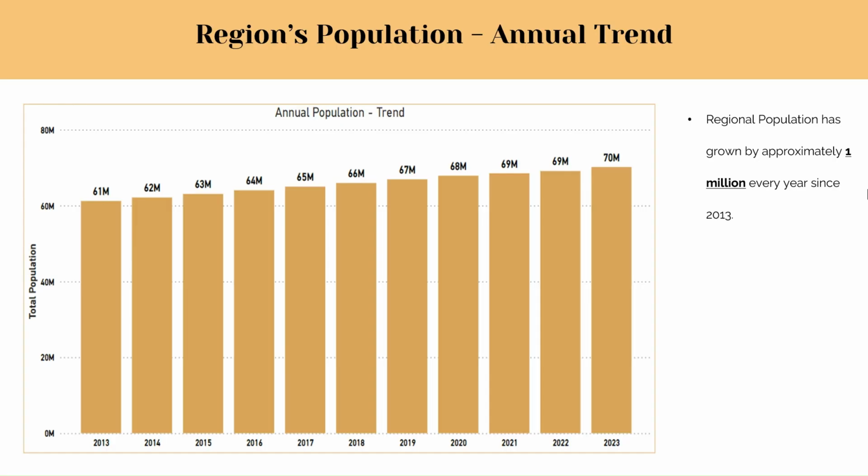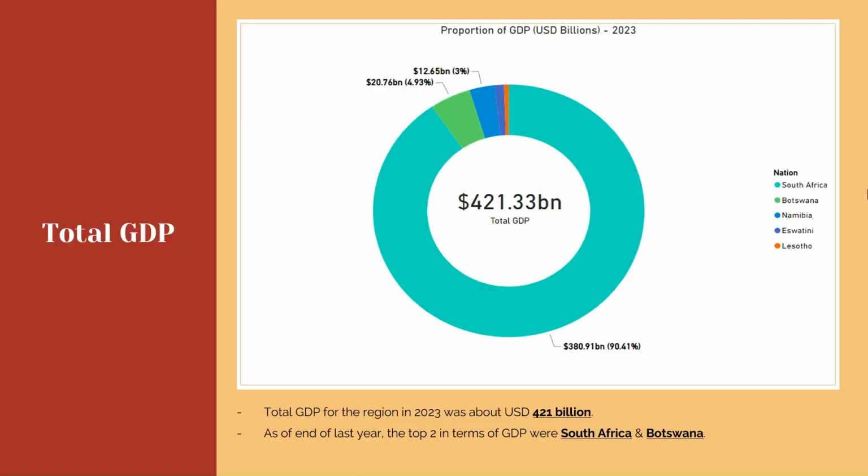When you consider the annual trend, you can see that in Southern Africa, the population has been growing by approximately 1 million people every year. So you can anticipate that at the end of 2024, there will likely be 71 million people in this region. And then we now move to the total GDP. Just focusing on the total GDP generated by each of these countries by the end of 2023, which is our recent immediate point of reference that's relevant for this.